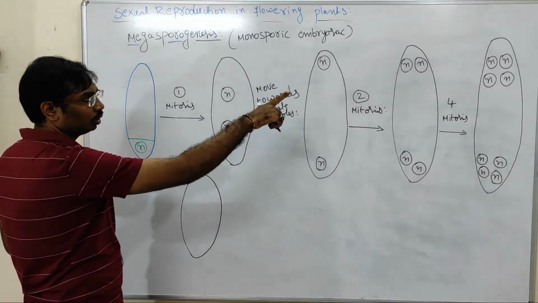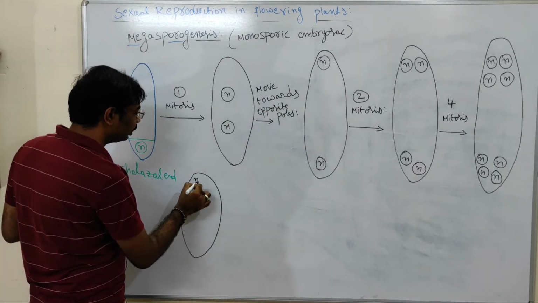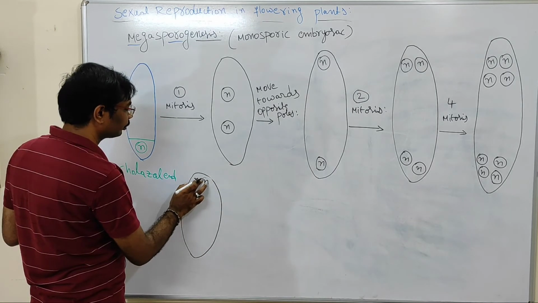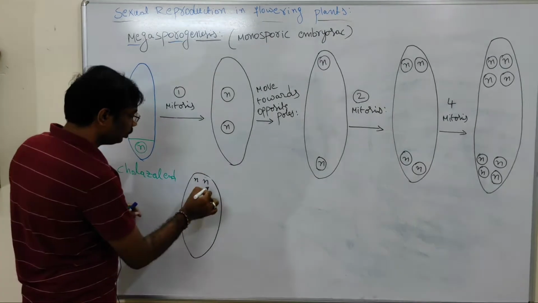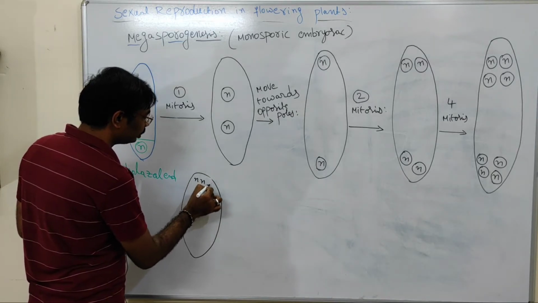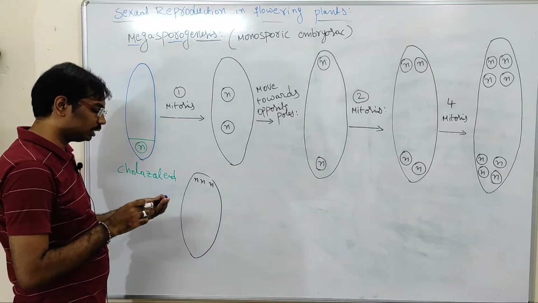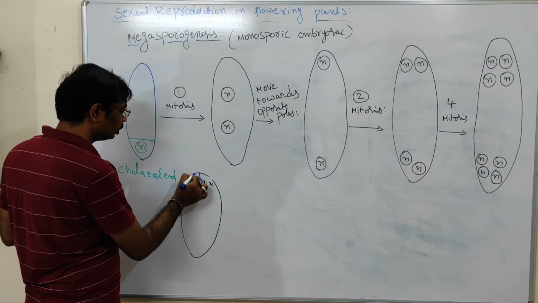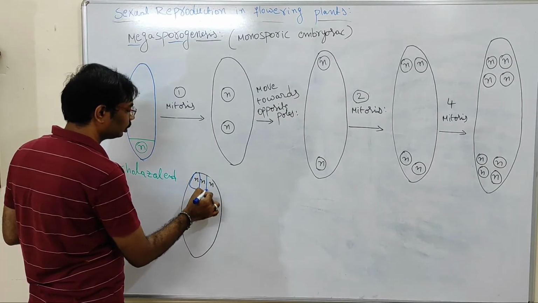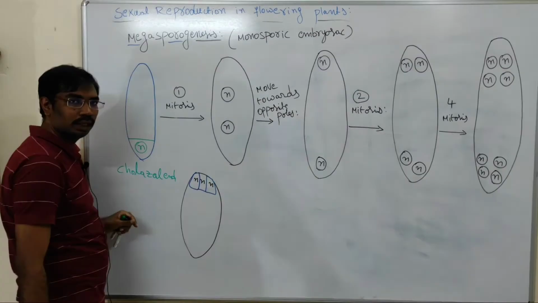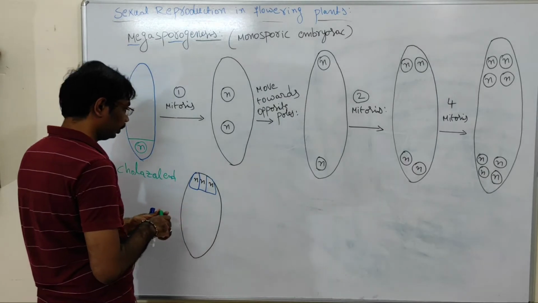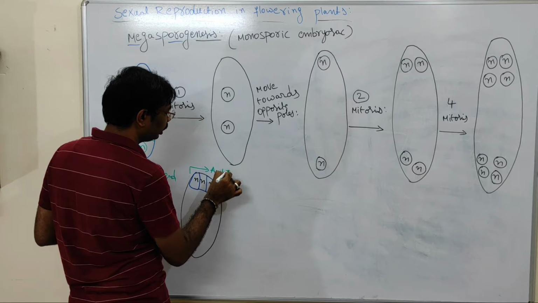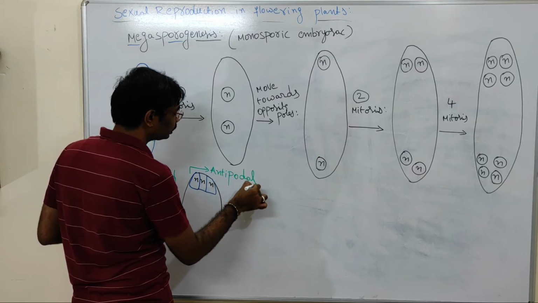Totally 3 nuclei are present in the one end. Which 3 nuclei are present in the chalazal end? Those 3 nuclei are converted into cells. Those cells are called antipodal cells. So here antipodal cells are created. This location is responsible for the formation of antipodal cells.